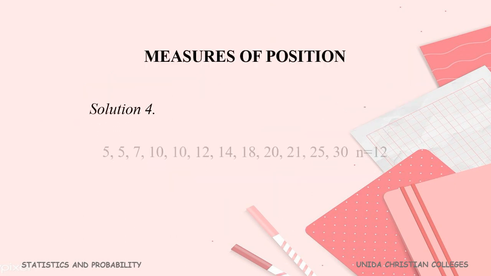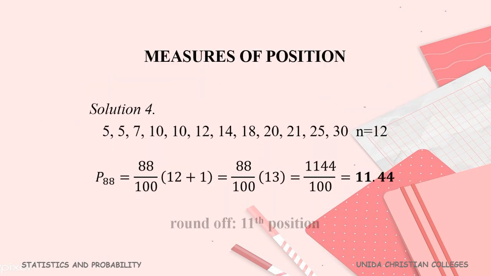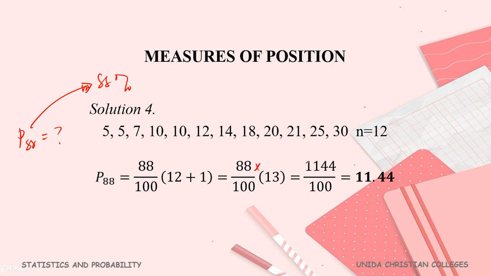Last, we are solving for the 88th percentile. Yan. So, since 88th percentile, of course, that is the 88% of your data. So, same, 12 plus 1, we have 13. Multiply, 88 times 13, we have 1,144, divided by 100. So, divide, we got 11.44. Round off. So, the position of your 88th percentile is in the 11th position. Okay, kasi ni-round off po natin siya.